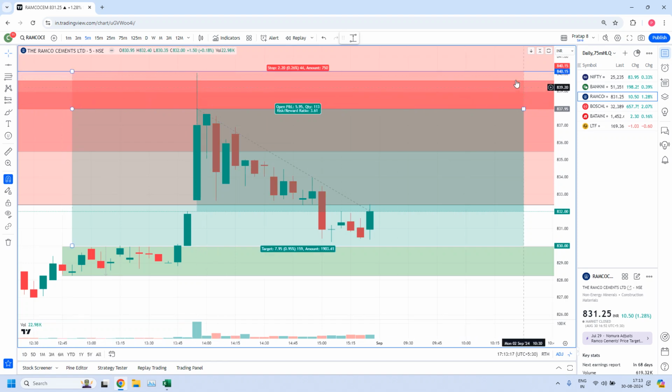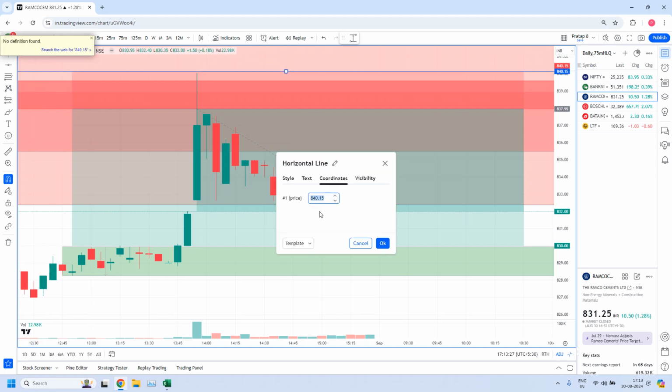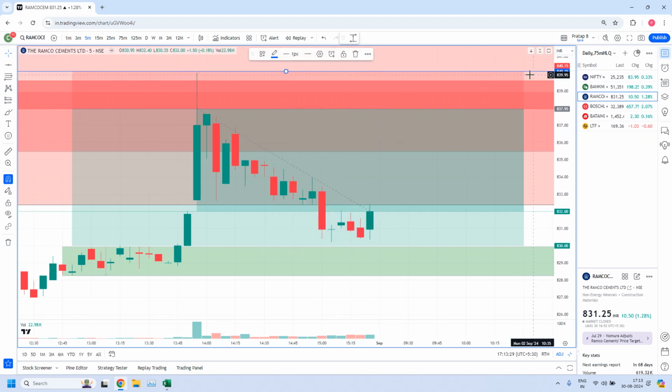See the blue line that I have drawn, that is 840.15. 840.15 is the stop buffer. And up to what price did it go? The high of the candle, 840.05. Still 10 paisa more is there. Otherwise, if it had moved another 15 paisa up, our stop loss would have been executed. But our stop loss is not executed. We are within the stop buffer.